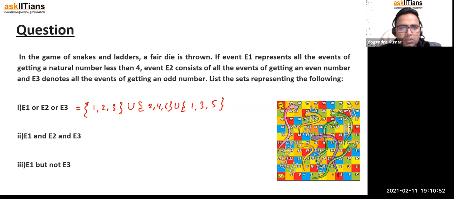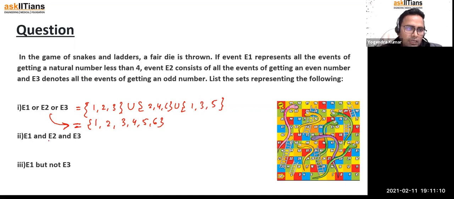So we need to take the union of all these. So I think we are getting 1. 1 is there. This or this or this. So 1, 2, 3, 4, 5, and 6. We are getting the full sample space. So this is what our final thing here.